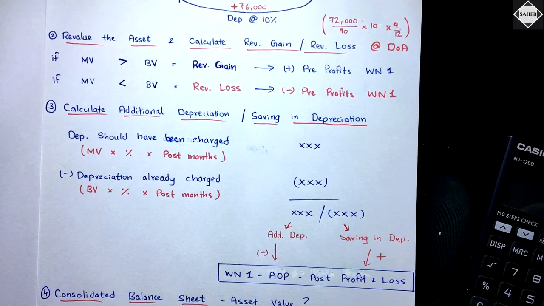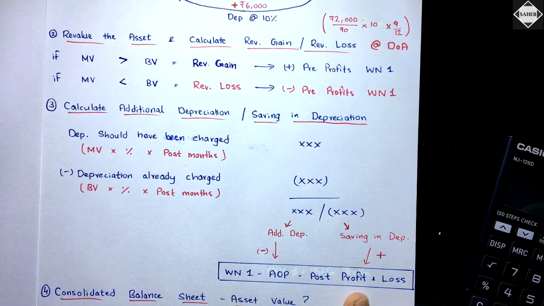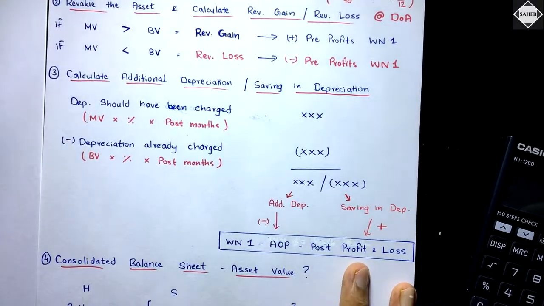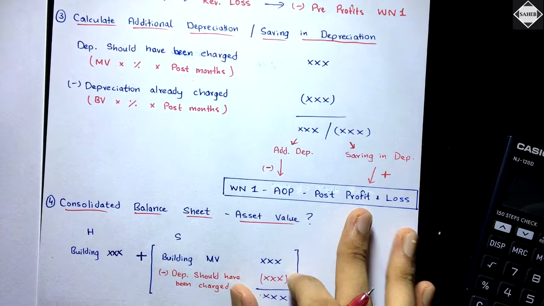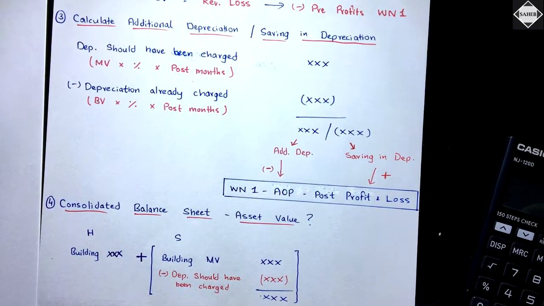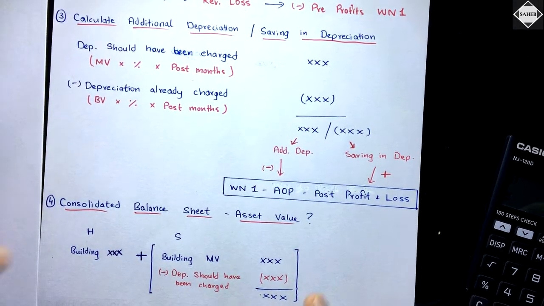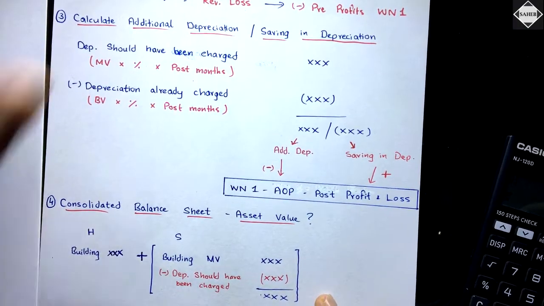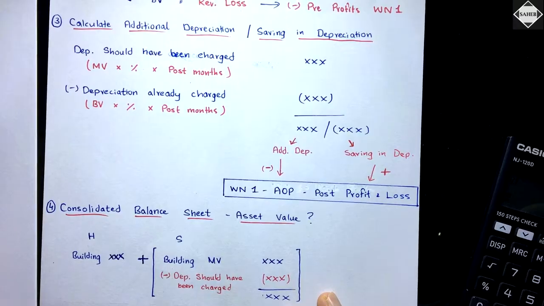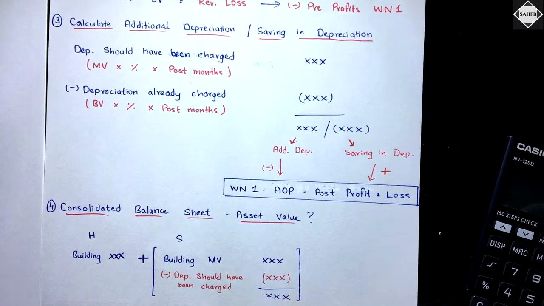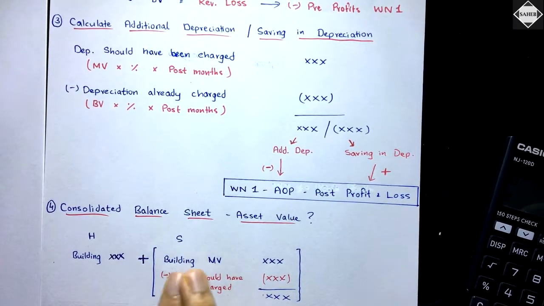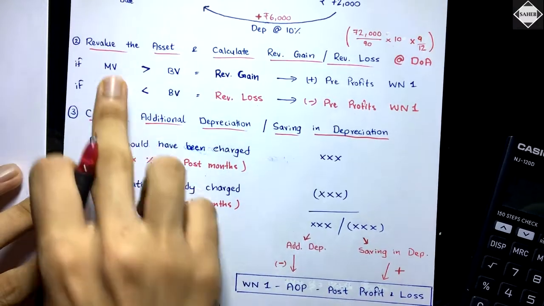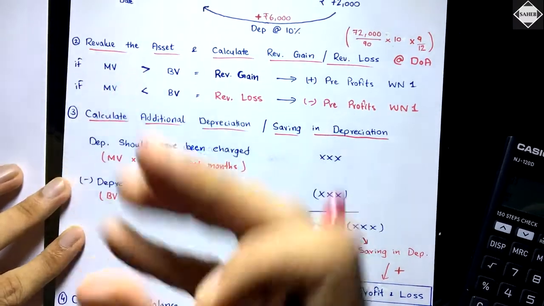Then you have the last step, that is the balance sheet. This effect also needs to be given in the balance sheet. So how will you give that? It's very simple. In the consolidated balance sheet, you just take the asset value. Whatever the holding company has, just take that, as this adjustment is irrelevant to the holding's value of assets. And then for the subsidiary's building, you take the market value. What's the market value? 1 lakh. We compared it over here, right? So that 1 lakh you have to take.